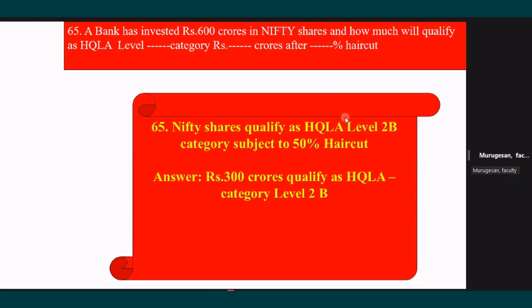Now, rating, you don't worry. It will qualify as Level 2B only, not Level 2A, and the haircut will be 50%. What is the market value? Market value is 600 crore, meaning only 300 will qualify as liquid assets, because you have to provide for the haircut also. Haircut means possible loss.